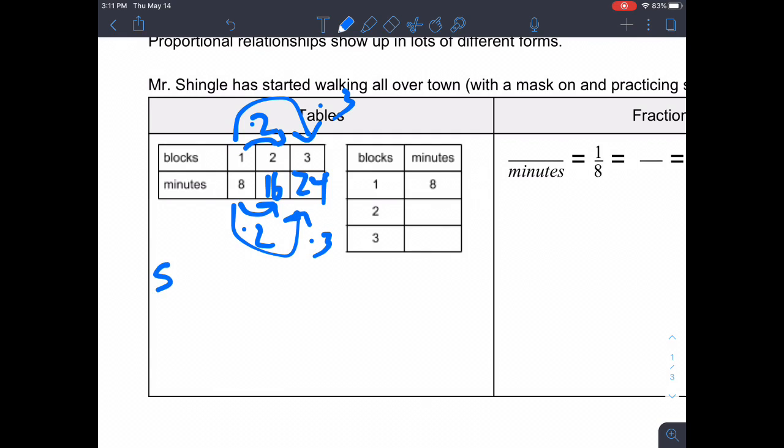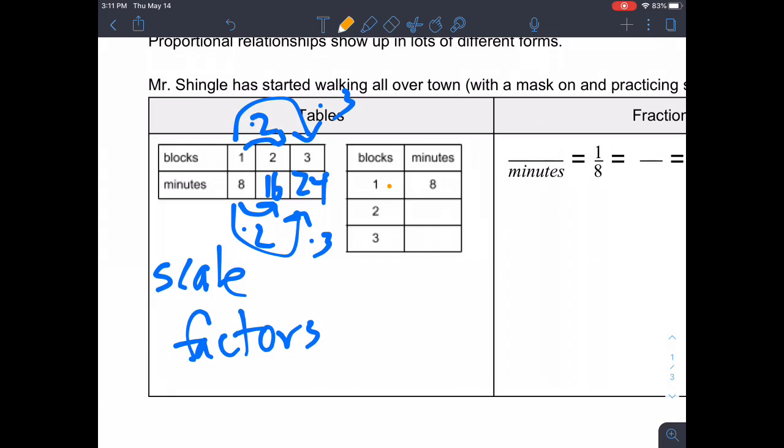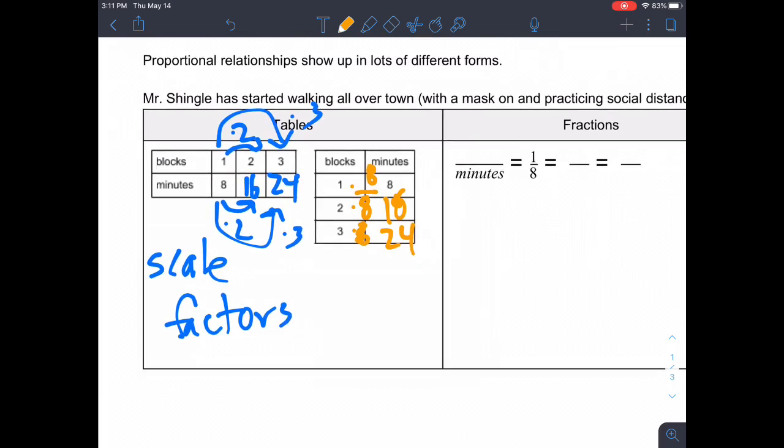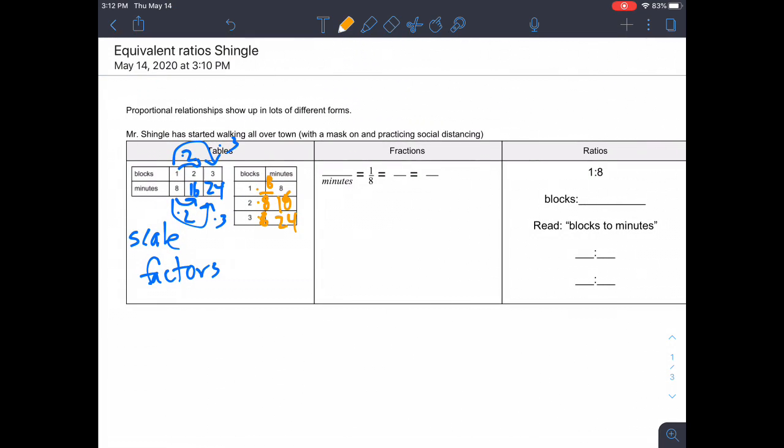So that is using scale factors to figure out how long those times will take. We can also look at it the other way and say, well, 1 times what is 8? Oh, 8. So 2 times 8 is 16, and 3 times 8 is 24. Great. We are just showing that we can do this in a table with fractions and with ratios.